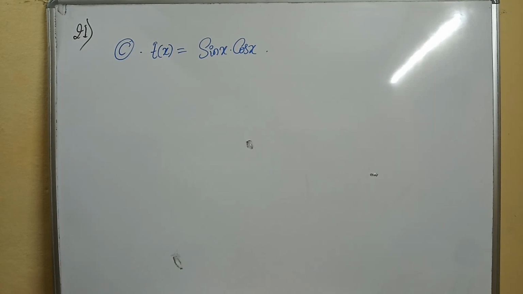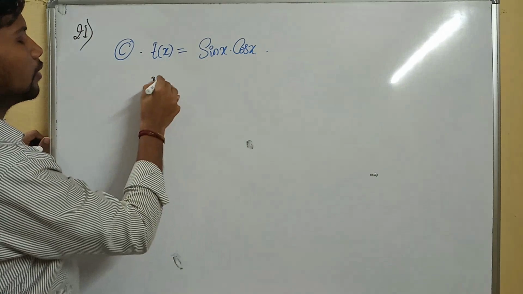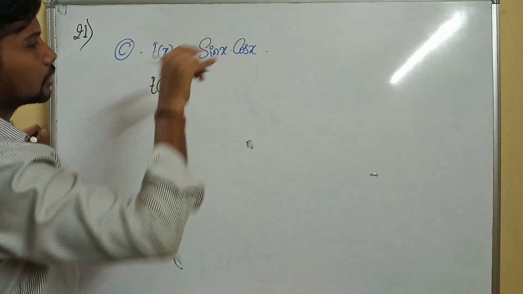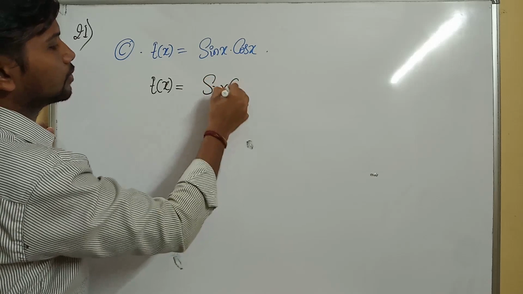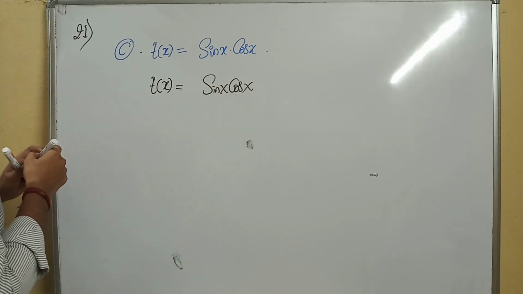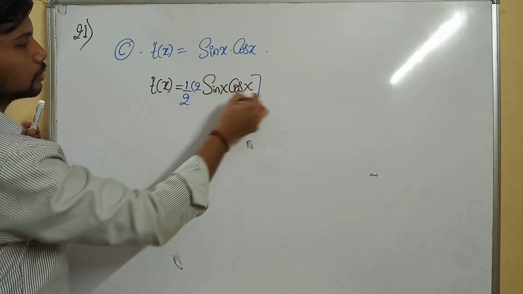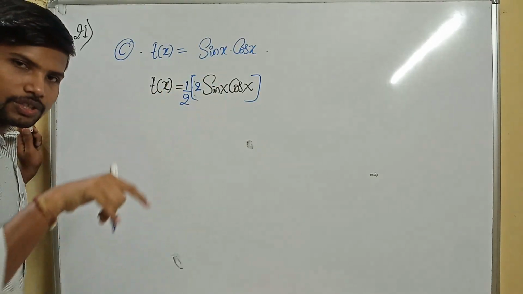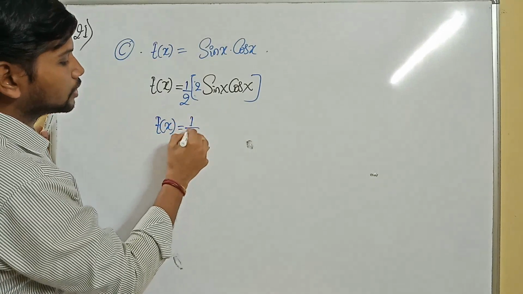Observe the next one. F of x is equal to sin x into cos x. Now I'd like to convert the given question into a different standard formula manner. Let it be sin x cos x as it is. Now I'd like to write multiplying 2 dividing 2. Got the point clearly? Is there any change in the function? No change. F of x will be changed as 1 by 2.